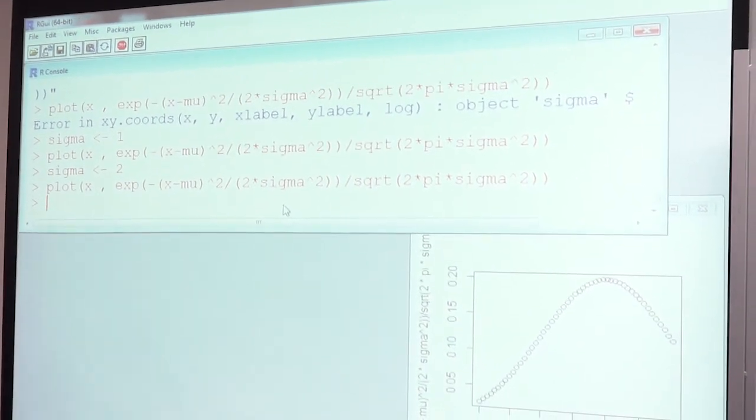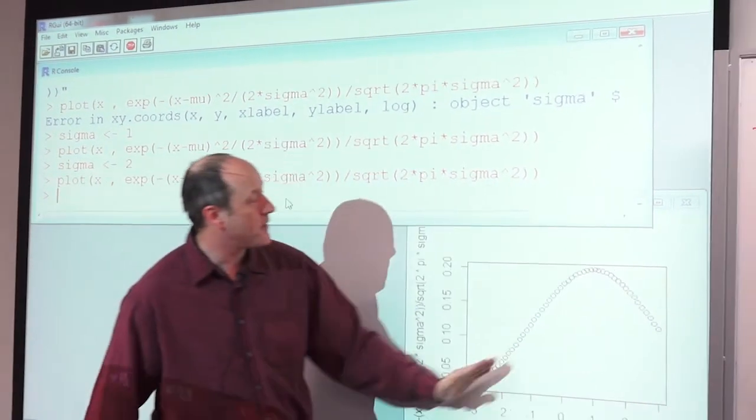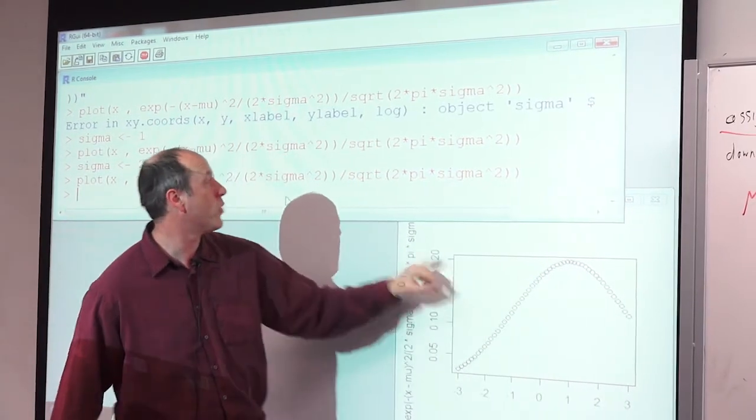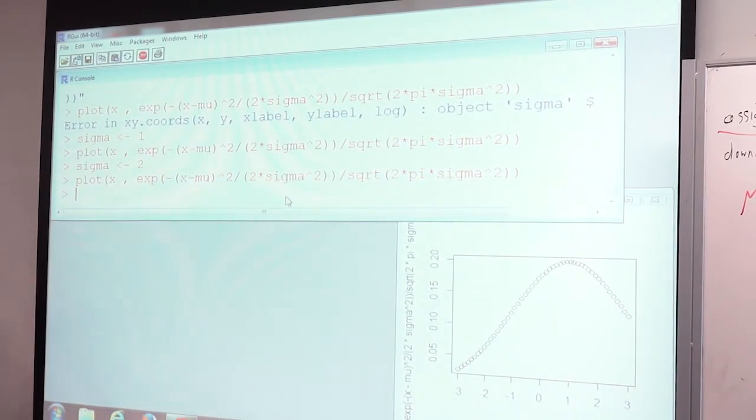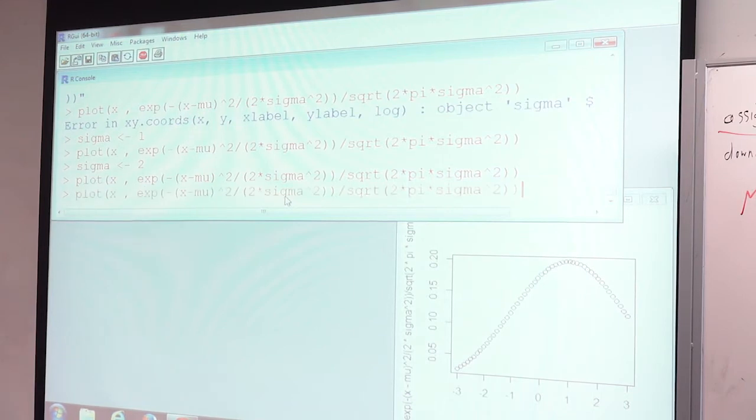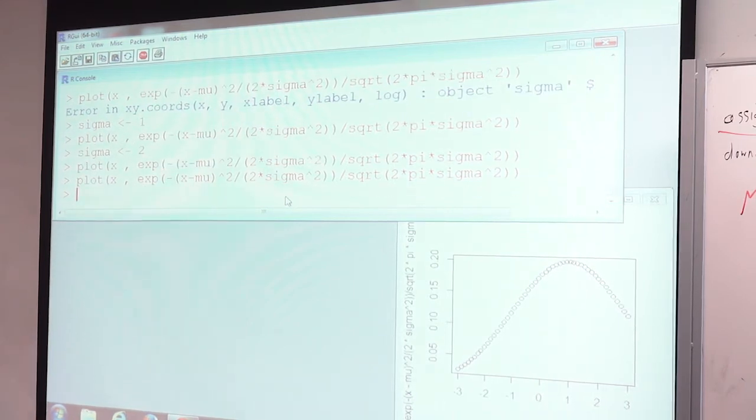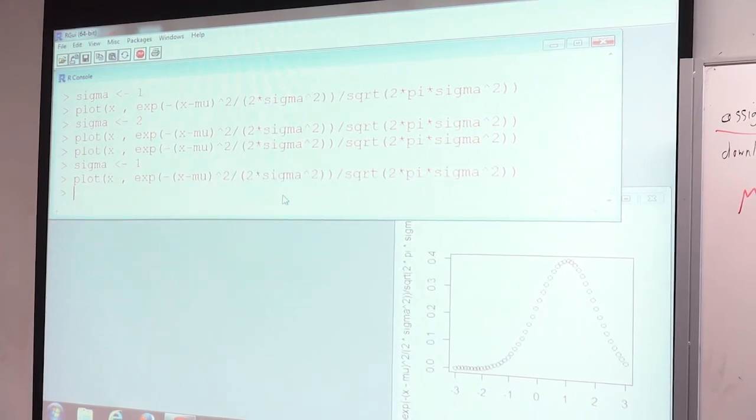And it's rescaled and made it a lower, fatter distribution. But we've lost the first one, so I should have used points. I'll go back and do that one again. There's my plot. Sigma equals 1. There's my standard Gaussian.